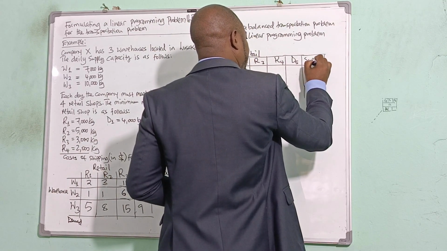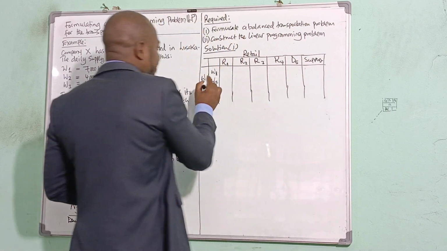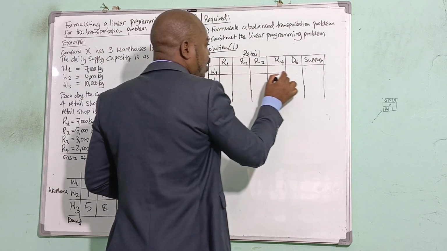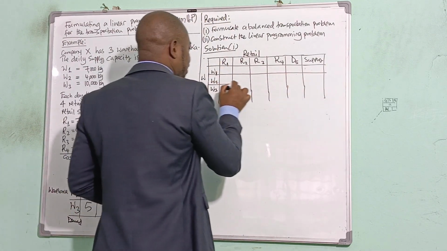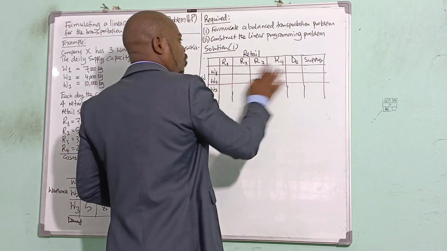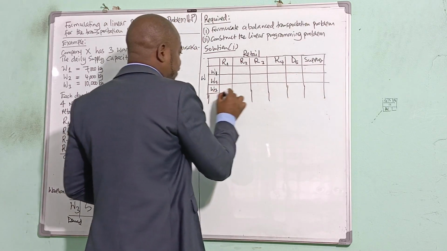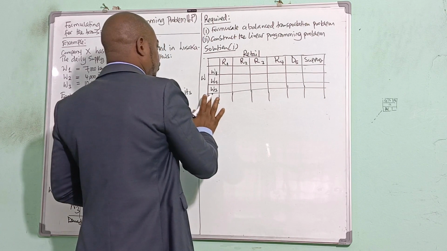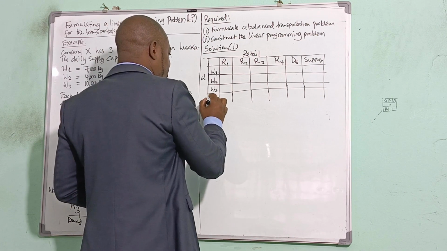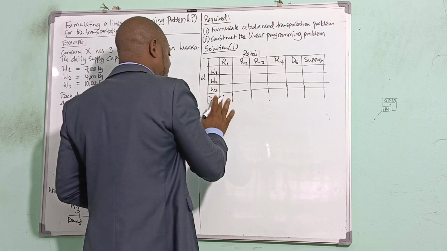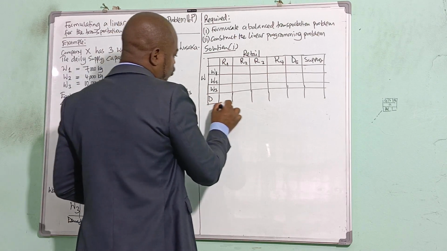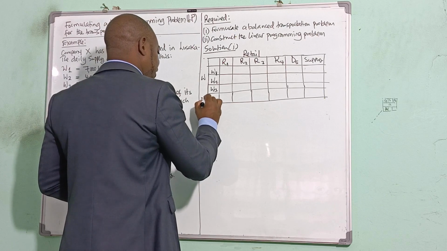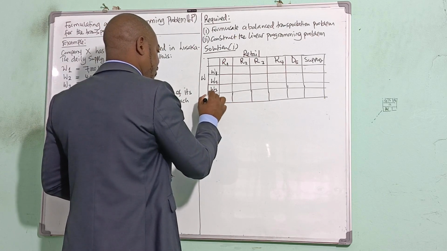This side we shall call supply. Why are we calling it supply? I did make mention that supply are our rows. These ones are supply. And then these ones we shall call demand. So this is demand. Can you get it so that it's clear? This is our demand.